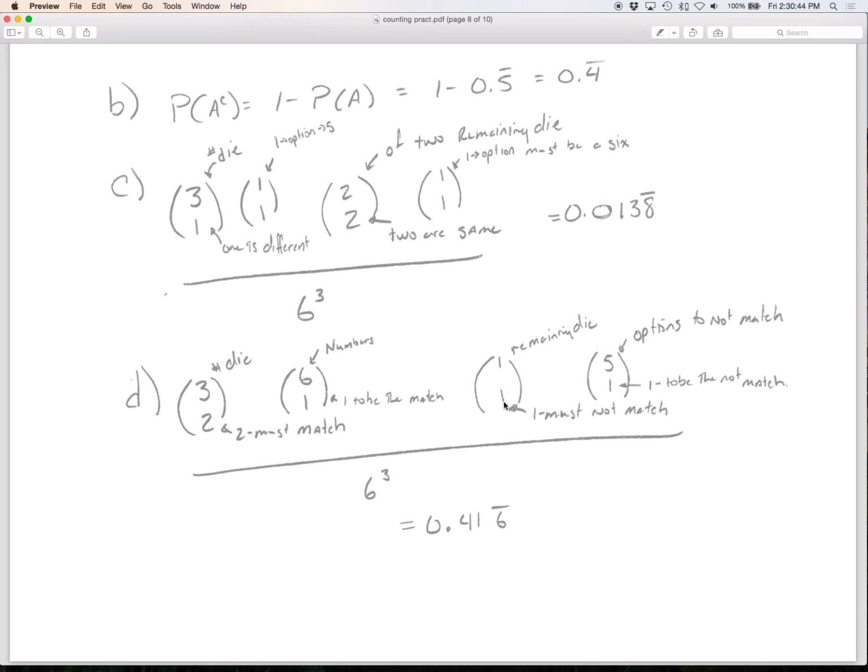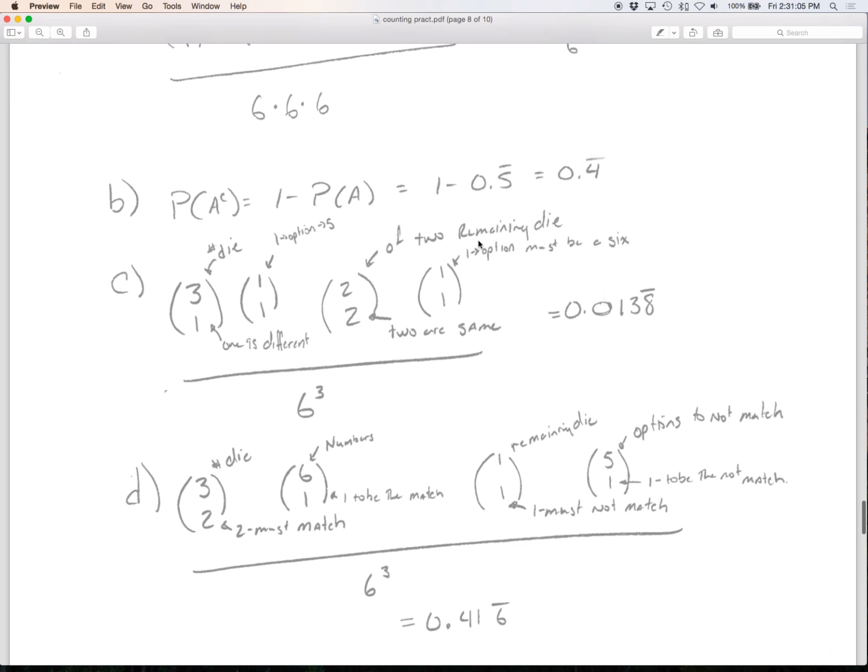This is the non-matching die. It only has 5 options, seeing as it cannot be the matching option here, so there's only 5 options. I'll choose one of them. I get 2 that are the same, I get 1 that is a single, and I divide by 6 to the power 3. That is somewhere around 42%. Sorry for that little typo here in B, but maybe it was a happy learning experience.